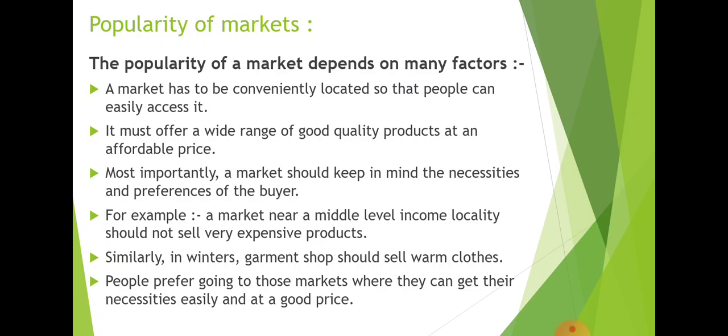For example, a market near a middle level income locality should not sell very expensive products. Suppose they open a big showroom or big mall near slums, slum people will not go to purchase those products. If there is an itinerant shop or a fixed shop, they can easily go and purchase any product. Similarly, in winter, the shops should sell warm clothes. If they do not provide warm clothes, what is the need of that shop? People prefer going to those markets where they can get their necessities easily and at a good price.